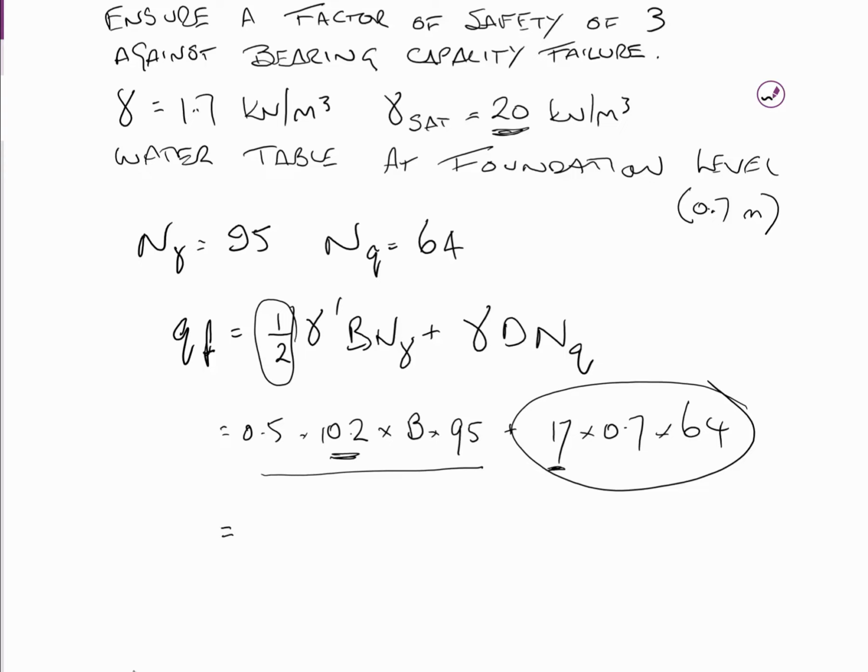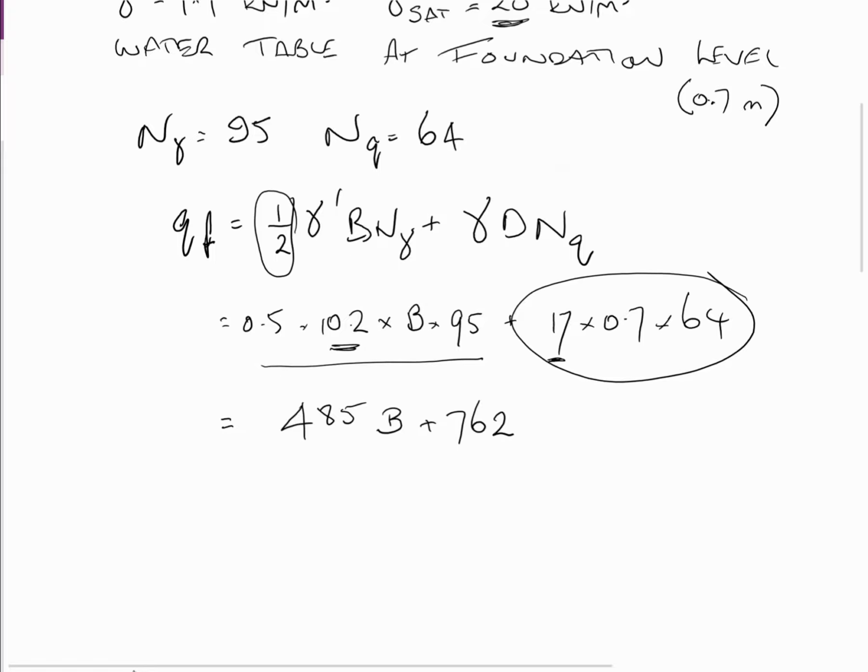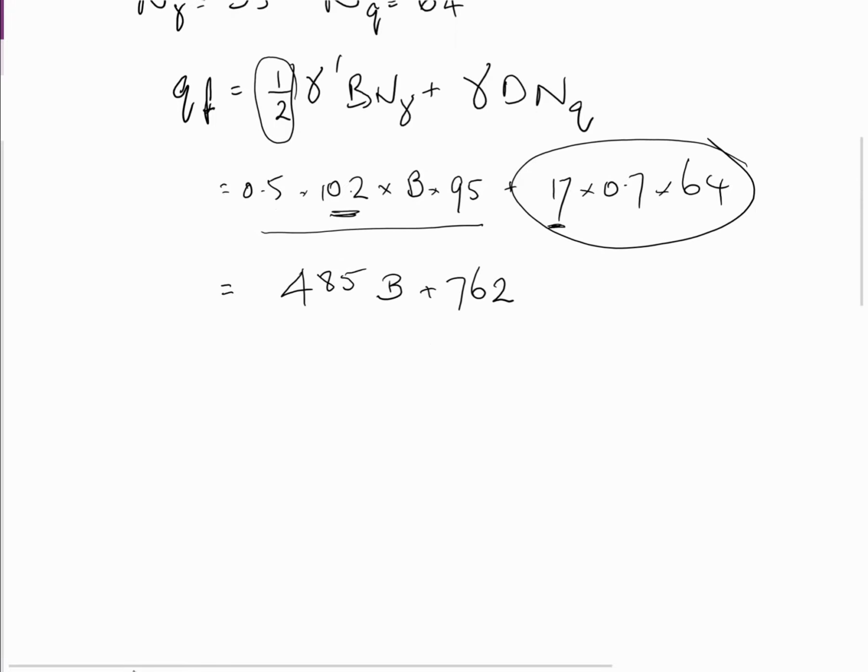It solves down to 485B plus 762. So we've got a solution for the ultimate bearing capacity strength at the underside of the footing.